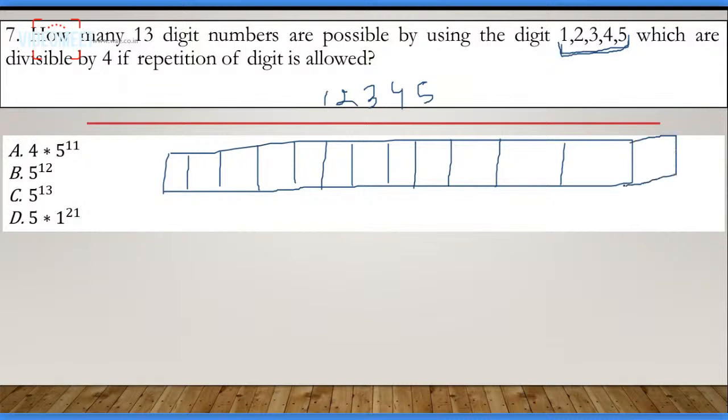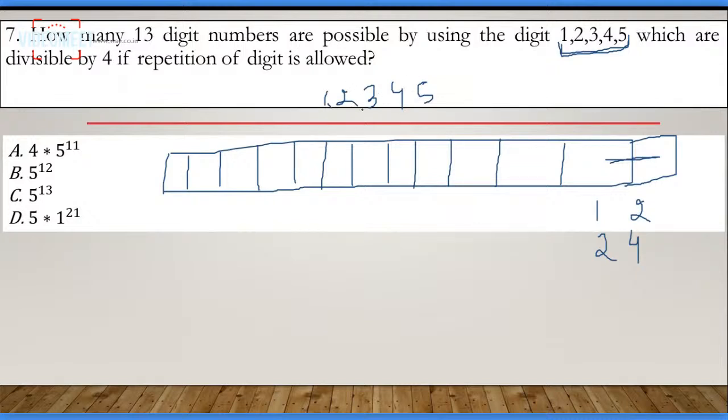According to the question, the 13-digit number is divisible by 4. For divisibility by 4, we can check only the last two places. 11 is not possible, 12 is possible, 13 is not possible, 14 is not possible, 15 is not possible. Then 21 is not possible, 23 is not possible, but 24 is possible for the last two digits. 25 is not possible.